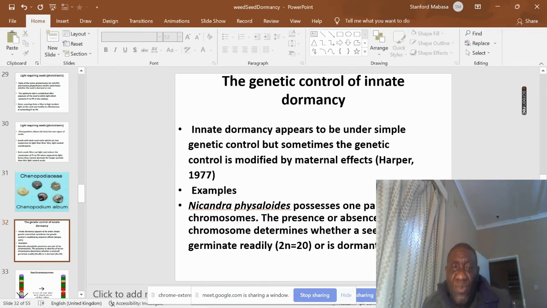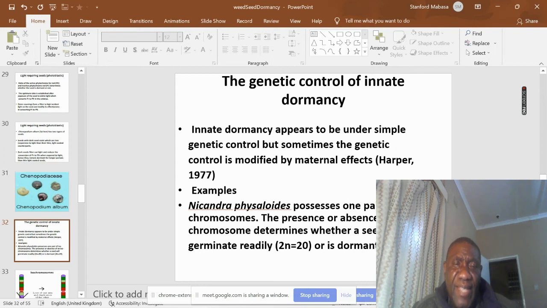Well, I wanted to now talk about the genetic control of innate domains because we said some seeds, when they come out of the plant, from the plant, sorry, they already possess innate domains. And we are saying it's under genetic control. So innate domains appears to be under simple genetic control, but sometimes the genetic control is modified by maternal effects.